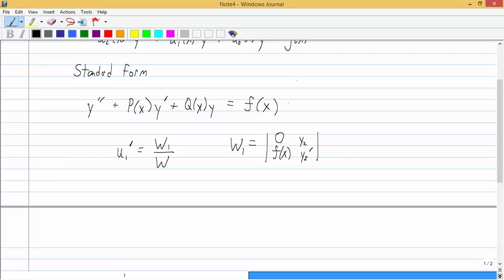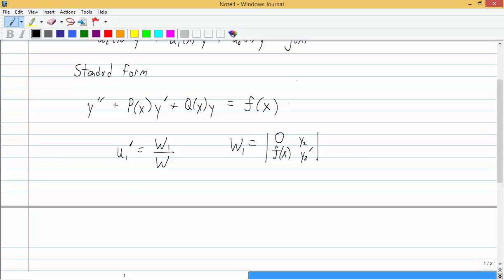Now this W here is the Wronskian of your two complementary solutions. So this W sub 1 is like Wronskian sub 1, but it may be easier to think of it as whatever you get out from this determinant. And then from that we calculate u sub 1 prime by taking that answer divided by the Wronskian that we've already figured out when we were doing our complementary solutions to make sure that they are linearly independent.